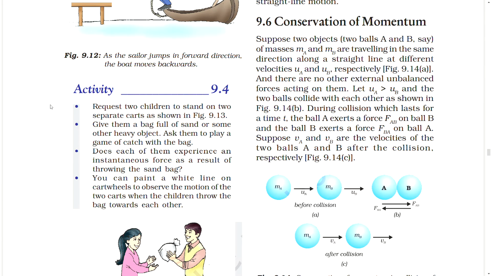Activity 9.4. Do this. Request two children to stand on two separate carts as shown in the figure. Give them a bag full of sand or some other heavy object. Ask them to play a game of catch with the bag. Does each of them experience an instantaneous force as a result of throwing the bag? You can paint a white line on the cartwheels to observe the motion of the two carts when the children throw the bag towards each other.